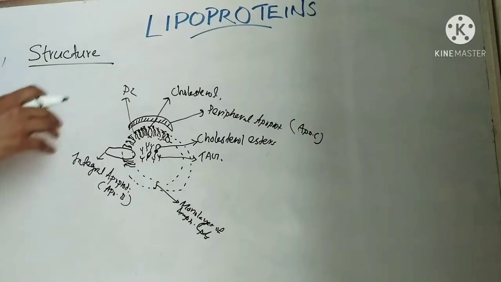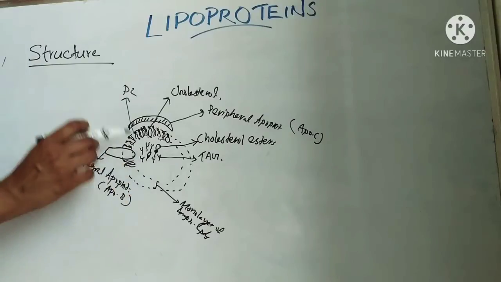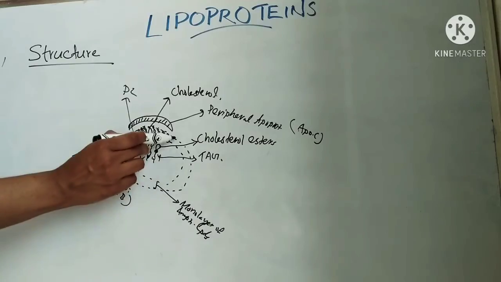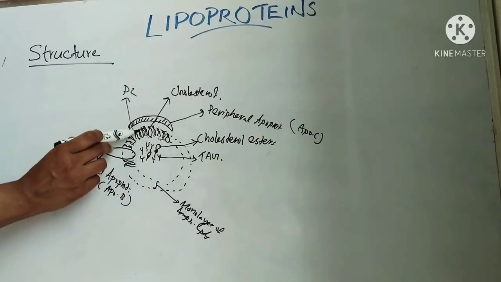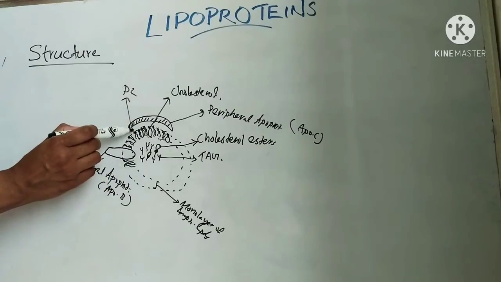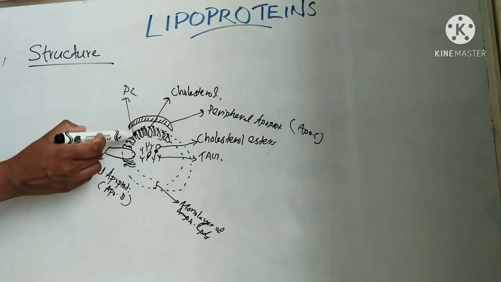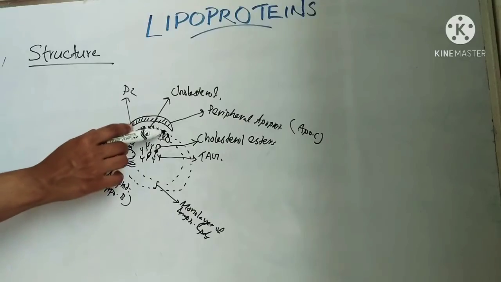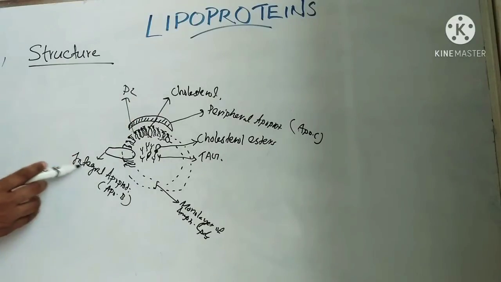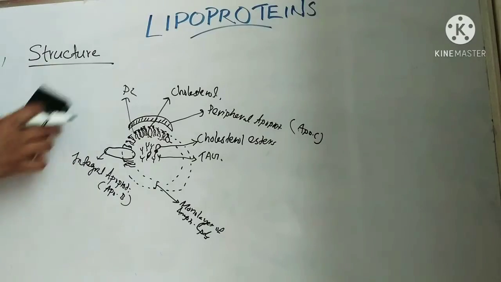This is the entire structure of these lipoproteins. It contains an inner core of non-polar lipids which contain triacylglycerol and cholesterol esters. This inner core is surrounded by a monolayer of amphipathic lipids, mainly phospholipids and free cholesterol. In the phospholipids, the polar head is on the outer side and the non-polar tail on the inner side. Then in the outermost layer there is a peripheral apoprotein, for example ApoC, and an integral apoprotein, for example ApoB. This is the structure of lipoproteins.